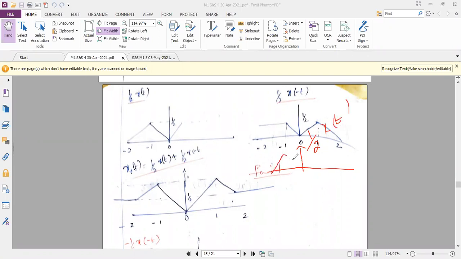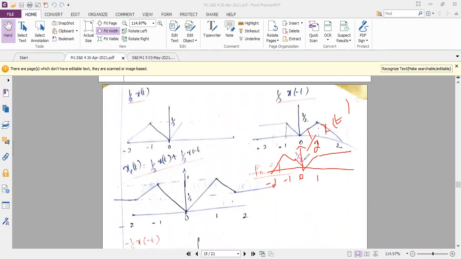So minus 2, minus 1, 0. And at the right hand side at 1, the amplitude is 1. And the remaining places, it is constant, it is 1. So I will just mark the amplitude here. The amplitude is 1 by 2.